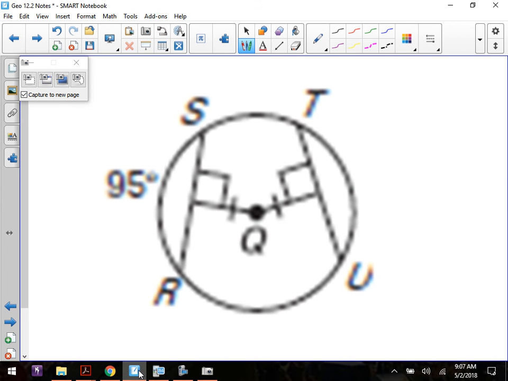If I know that the chord is 95, what's the central angle? 95. This whole angle here has to be 95, which makes both of these base angles how much? They'll add to 85, so what's half of 85? 42.5. And that's kind of what you're going to be able to do as you go through.